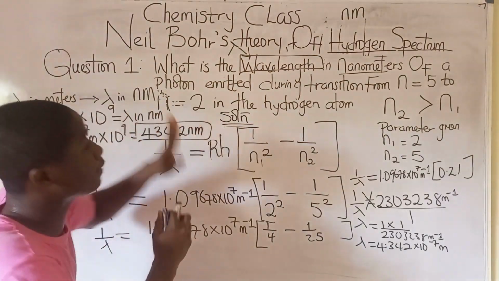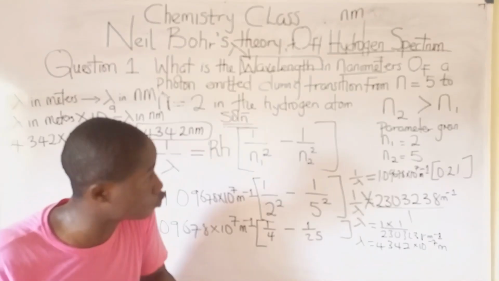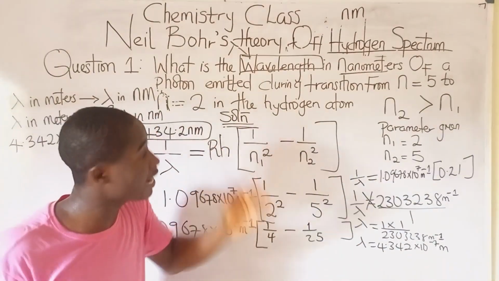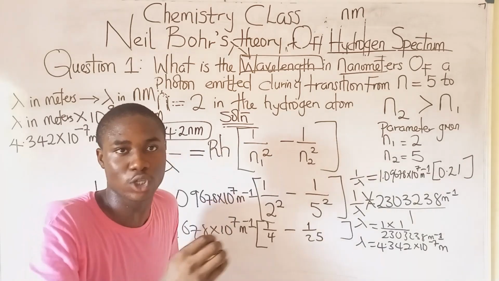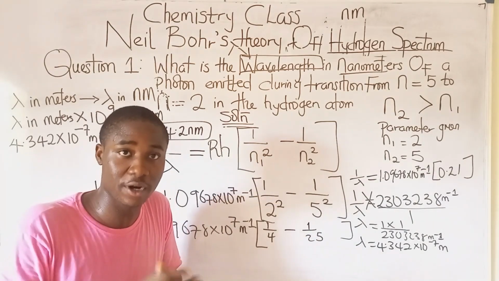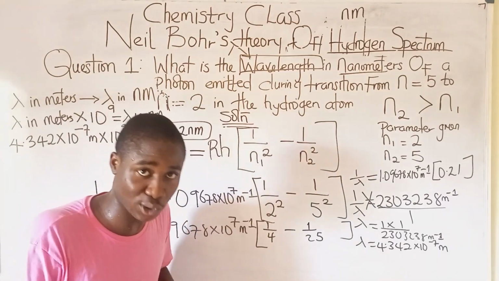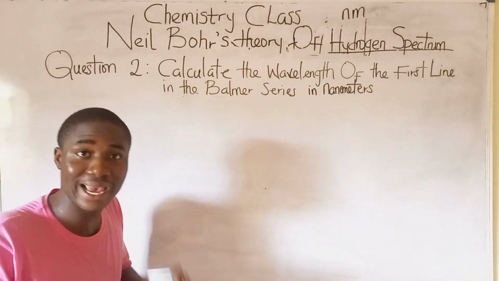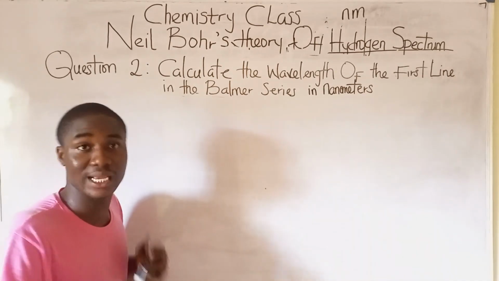So you can see that this particular question was straightforward, the reason being that it just gave us a value for n1 and n2. But now the next question we'll be solving will entail using those spectral lines in the question. I'm going to tell you what to do, which is very easy. So let's get into the next practice question. Okay, guys, now let's get into the next practice question, which is this.